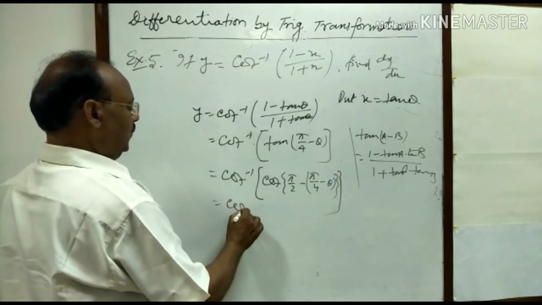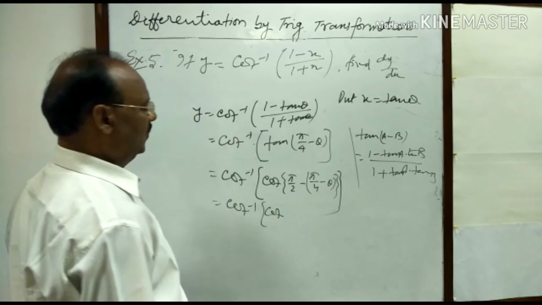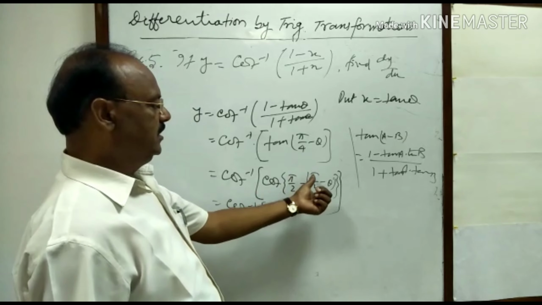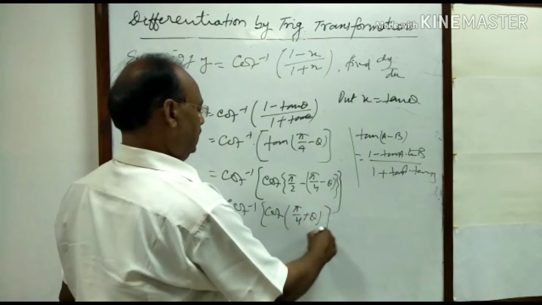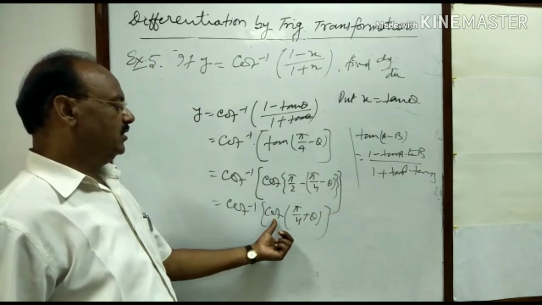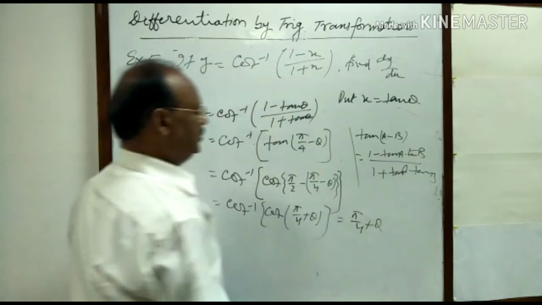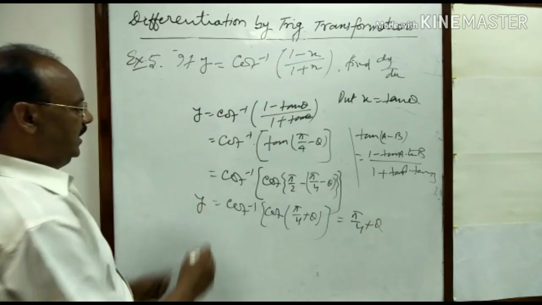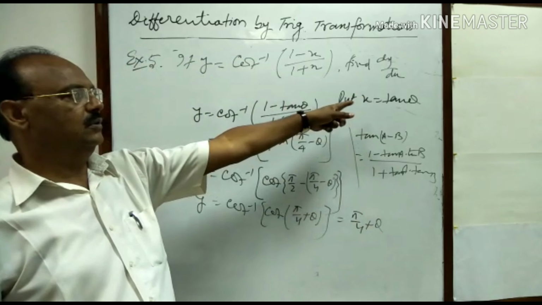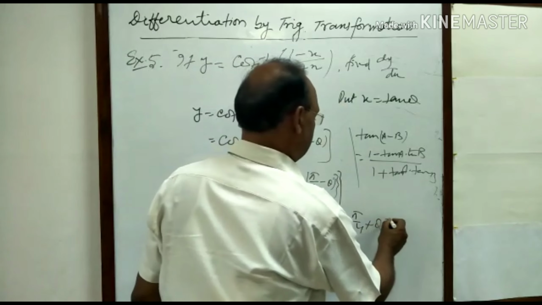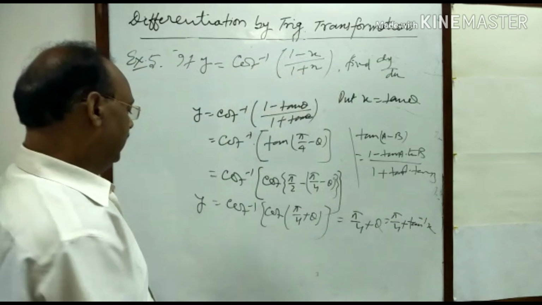So this is equal to cot inverse of cot of pi by 2 minus pi by 4, that is pi by 4, and this is plus theta. Cot inverse of cot x is x, so this is equal to pi by 4 plus theta. So we are getting here y is equal to pi by 4 plus theta, and theta is equal to tan inverse x. So this is equal to pi by 4 plus tan inverse x.